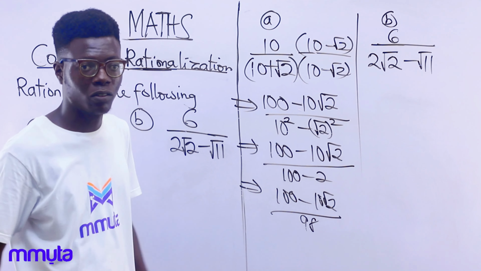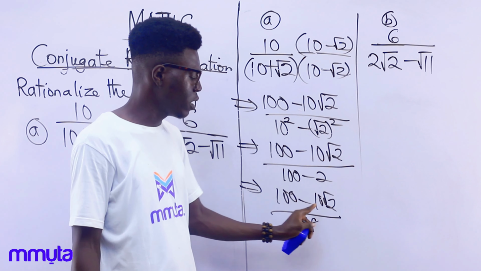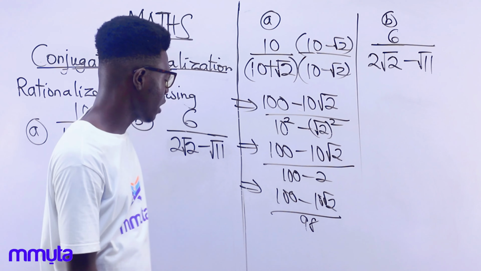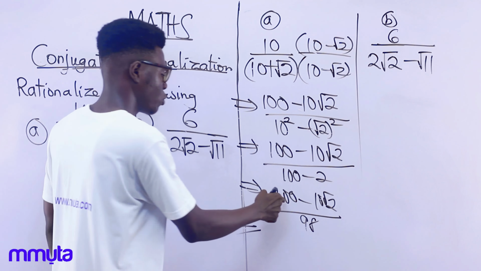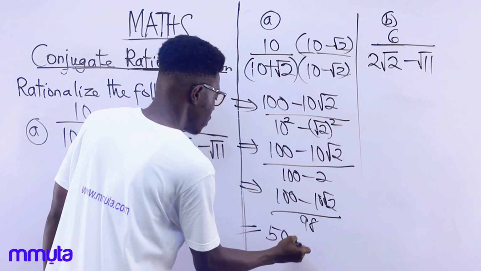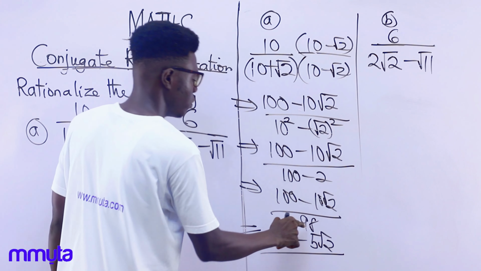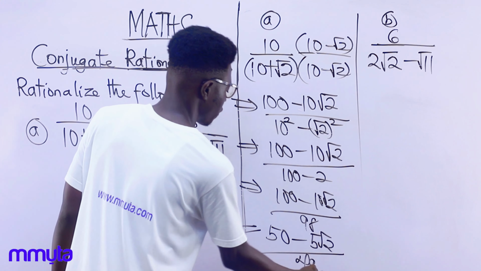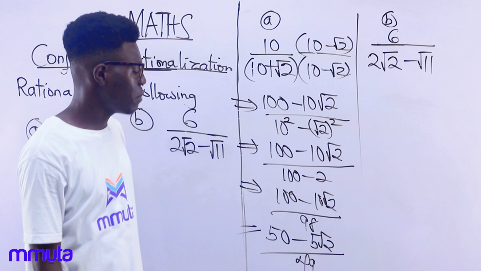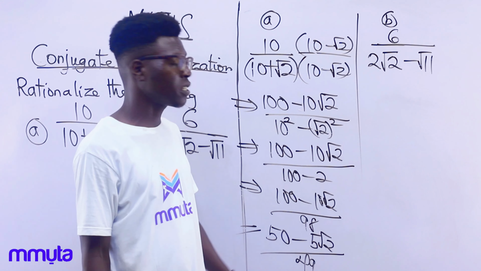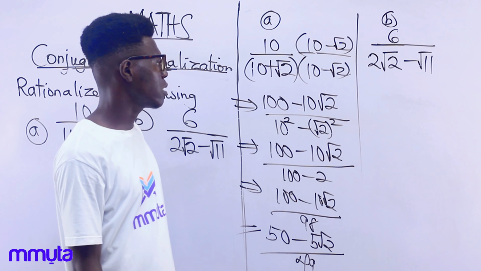You can further break down. Look for the number that can go into this and go into this, and it is 2. So 2 into this gives us 50, minus 2 into this gives us 5 root 2, all over 2 into this gives us 49. So 50 minus 5 root 2 over 49 is our answer.